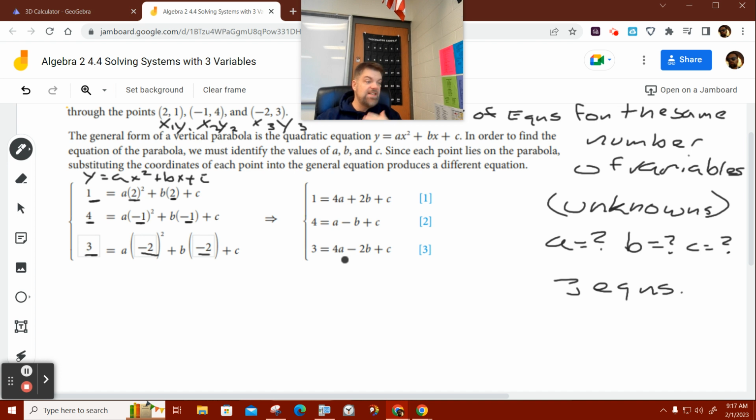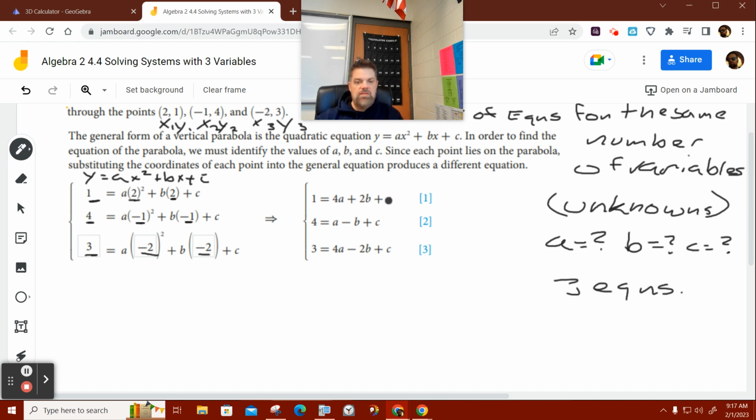So mathematically, I'm going to point out a couple of things. Notice that all of these have a C all by their lonesome. That's going to be very useful. Okay, so let's start with that.